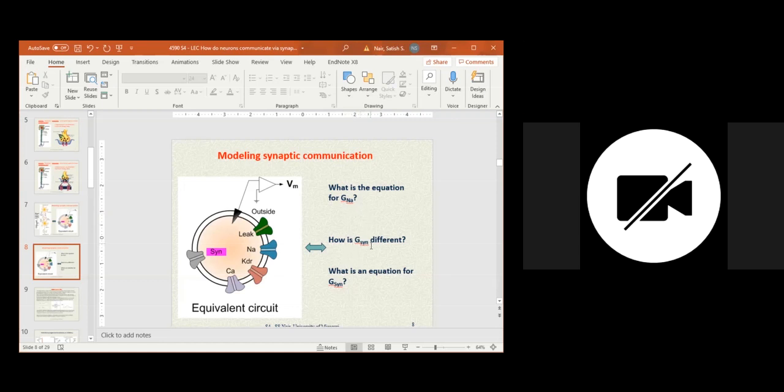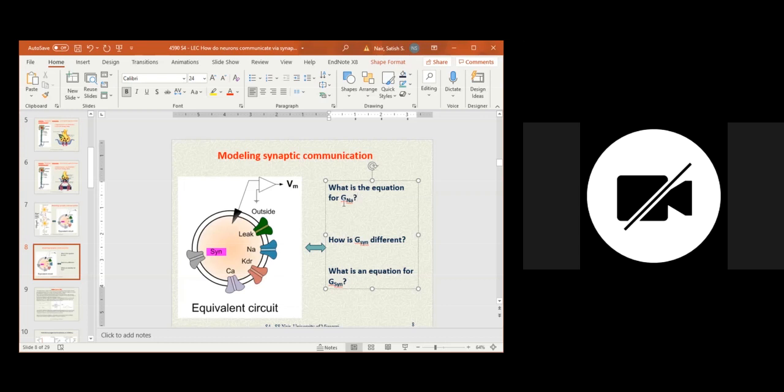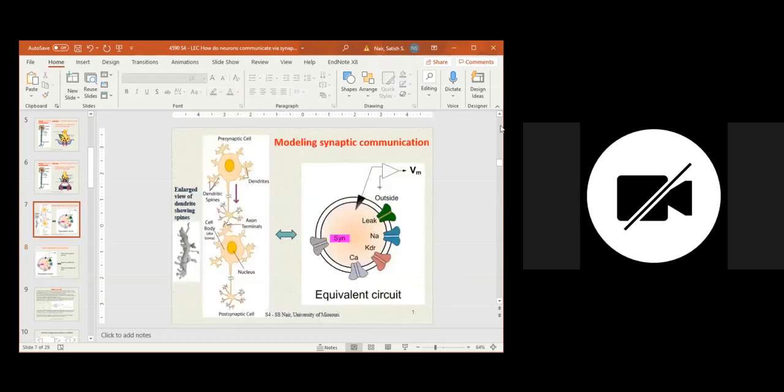How is GSyn different? GNA was voltage gated. This is a voltage gated sodium channel. GSyn is neurotransmitter gated. It's not voltage gated. That's the difference. And what is the equation for GSyn? As I said, it's I syn is equal to G syn times V minus E syn. And G syn itself is a transient channel. So this channel is open only when the neurotransmitter gates it.